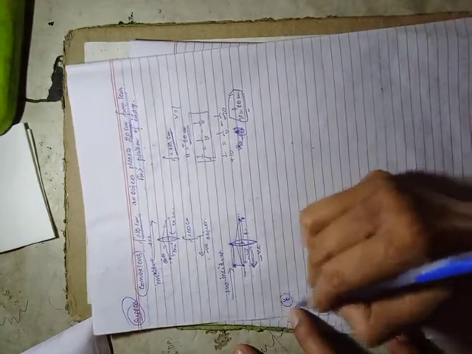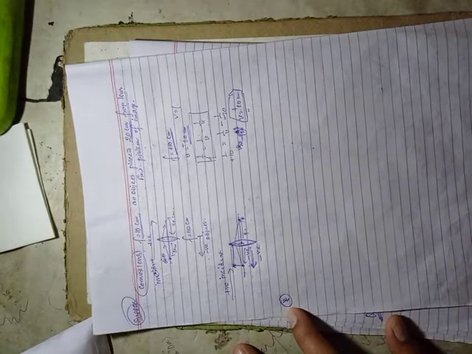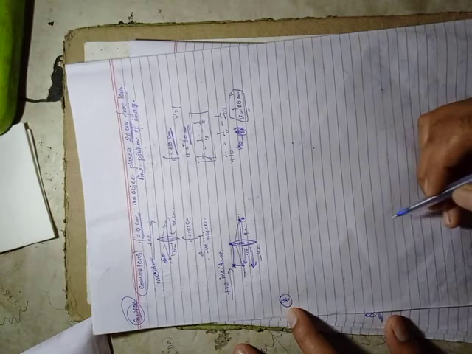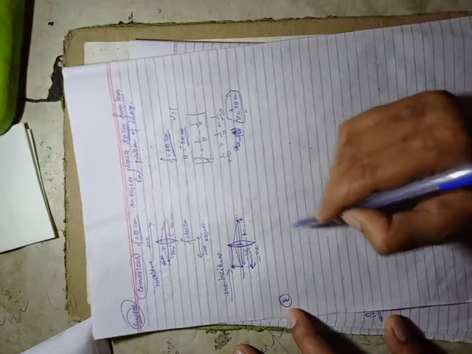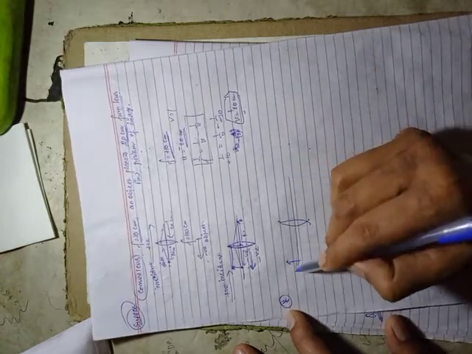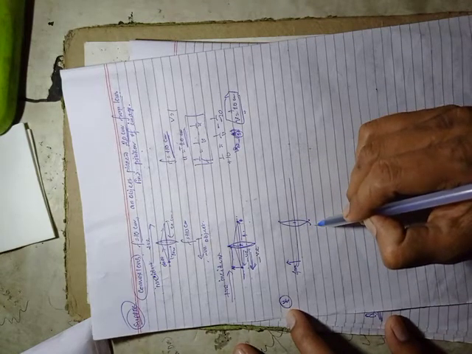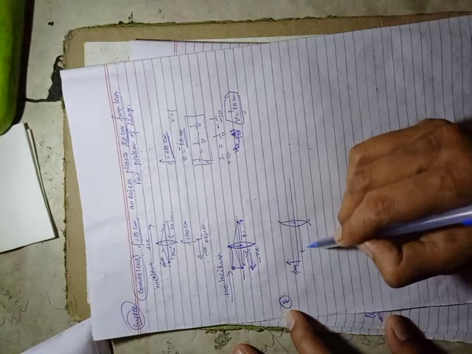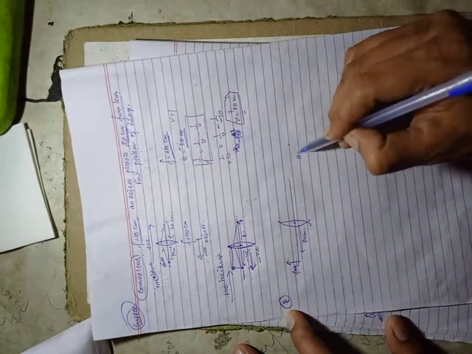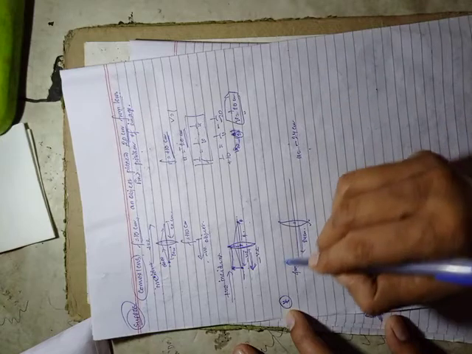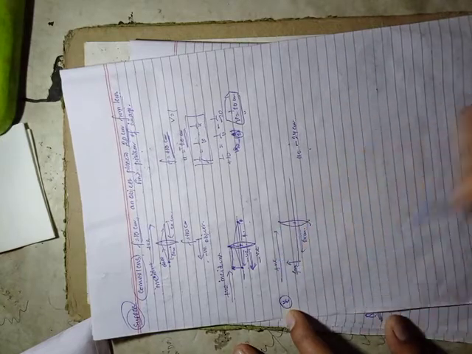Now come to another numerical. Check your book, example on page number 125. I am doing one numerical. Suppose an object of height 4 centimeter is placed at a distance of 24 centimeter from a convex lens. So u will be minus 24 centimeter, because the incident ray direction is positive and this direction is negative.